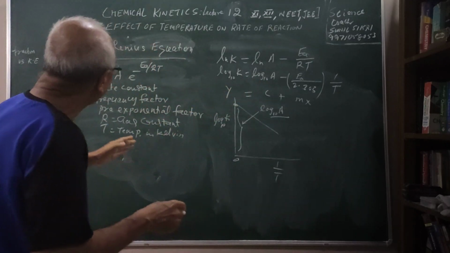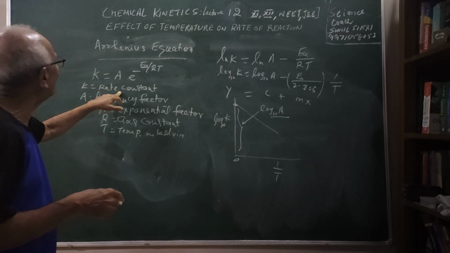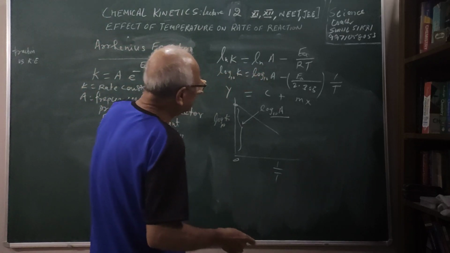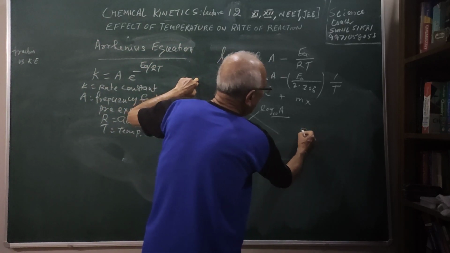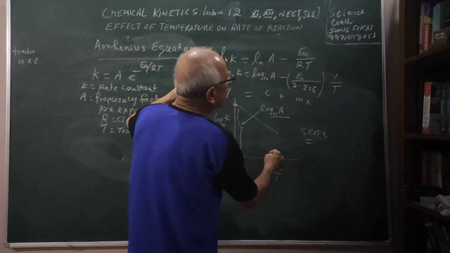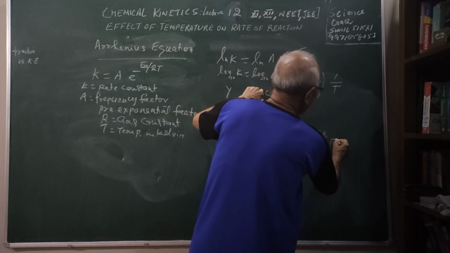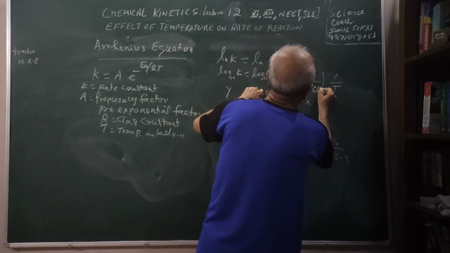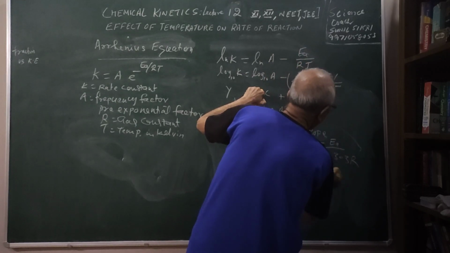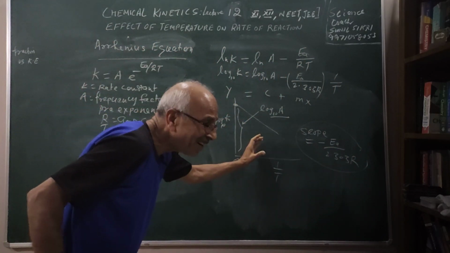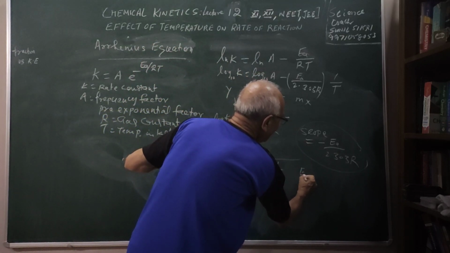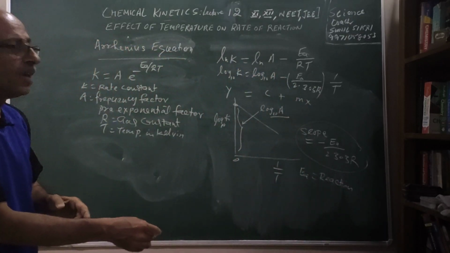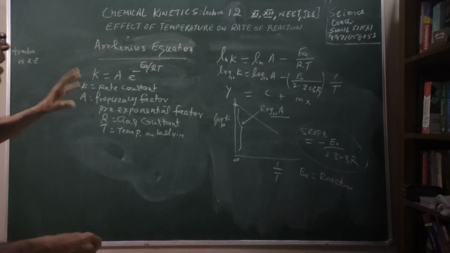A is the frequency factor, the number of collisions taking place per second per unit volume. And if I have the slope, the slope of this graph will give me the value of minus EA by 2.303 R. There is an R also. From the slope, if I calculate it, I can calculate the activation energy of the reaction. This can be calculated from this graph method. So a very important equation is given by Arrhenius.